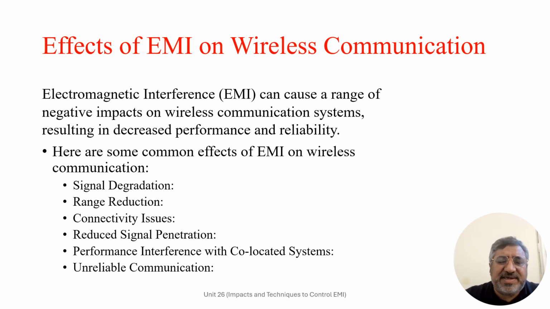Similarly, range reduction is a very serious issue for modern mobile or cellular systems. EMI can limit the effective range of wireless communication. Interference can weaken or block the desired signal, making it challenging for the receiver to detect and decode the actual signal accurately. As a result, the coverage area of a wireless network may be reduced, limiting the communication range between transmitter and receiver.